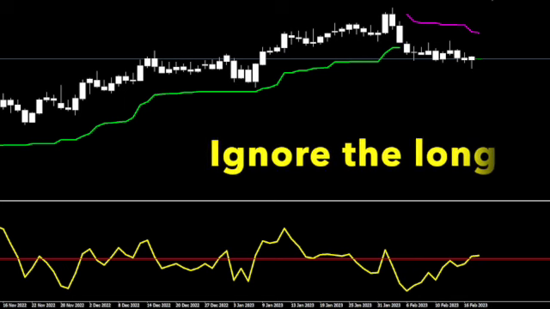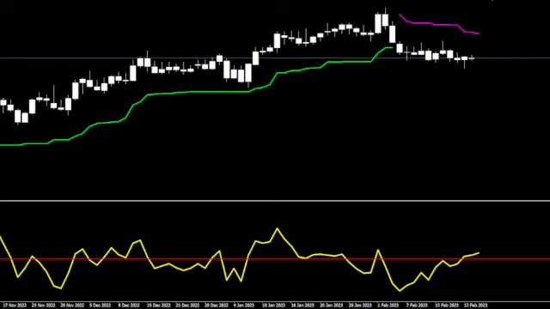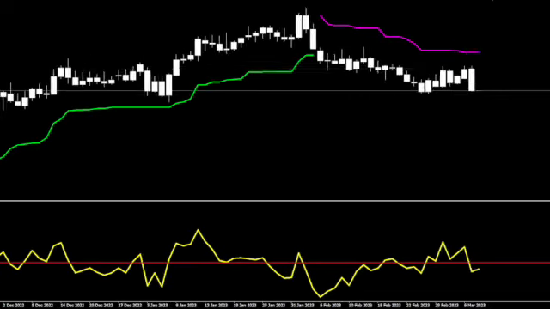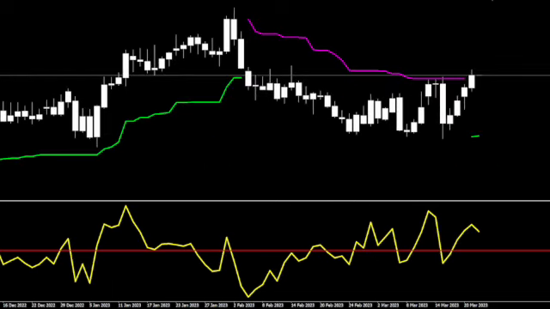Remember, we're going to ignore the long signal given by the forecast oscillator, as we're definitely not using it as an exit signal. All right, a lot smoother. Notice how many signals were triggered by the forecast oscillator. There would have been profit in this trade.